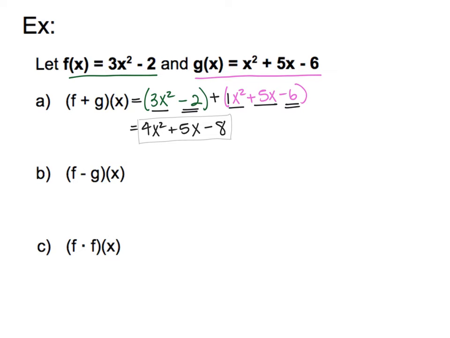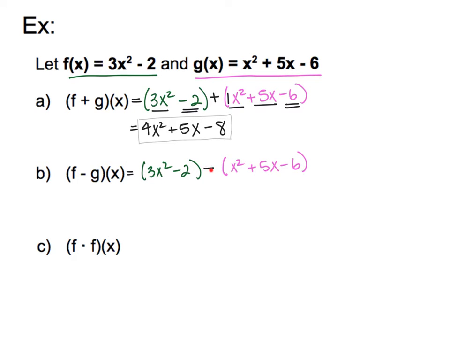So in the next one here, it says f minus g. So I have to write f first, which is, again, 3x squared minus 2. And then now I'm going to subtract it with g, which is x squared plus 5x minus 6. So this time I'm subtracting.